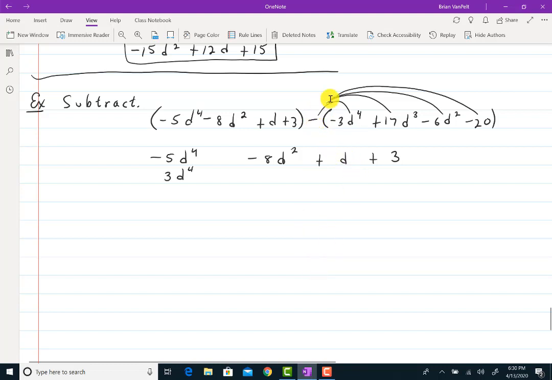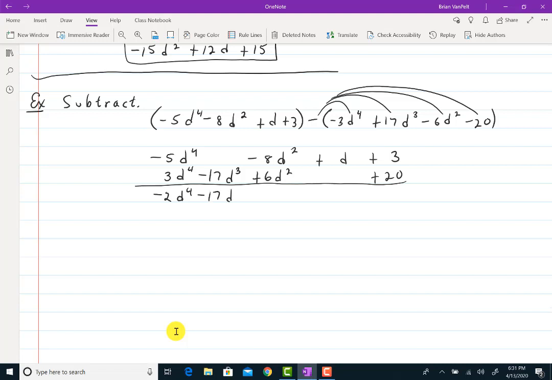Then I'll get a negative 17d cubed. So that's going to fill in that spot right there. Then I get a positive 6d squared. And I don't have a d term, so I'm going to have a gap down here as well. But I do have a positive 20. So this technique is very useful for lining up the like terms. So when I do the d to the fourth, I'll get negative 2d to the fourth. Bring down negative 17d cubed, minus 2d squared plus d plus 23.